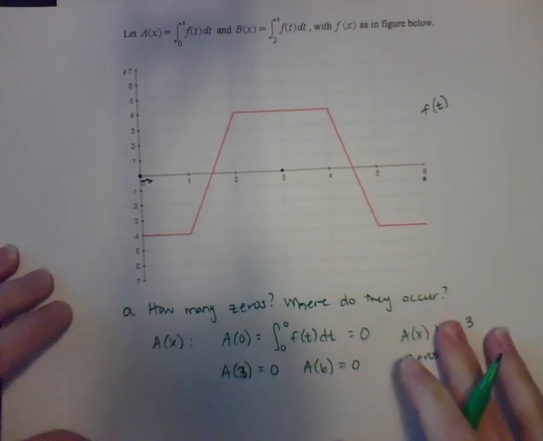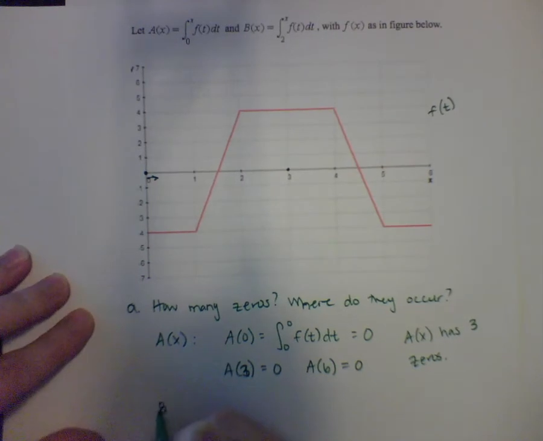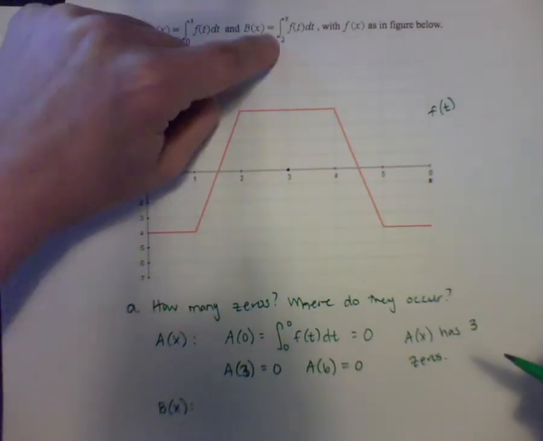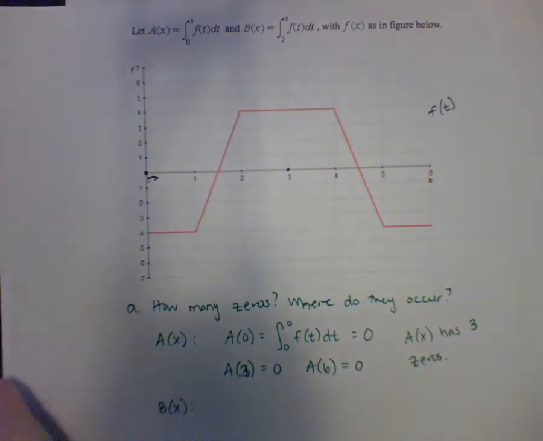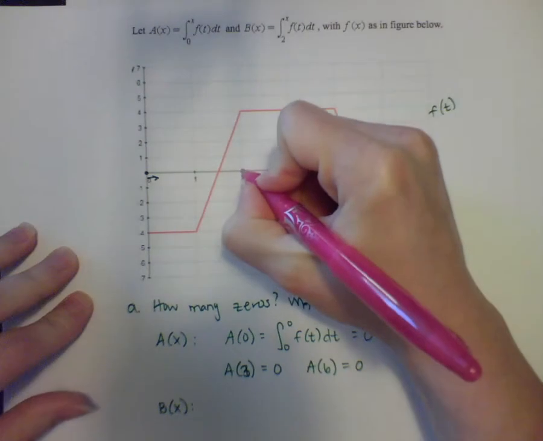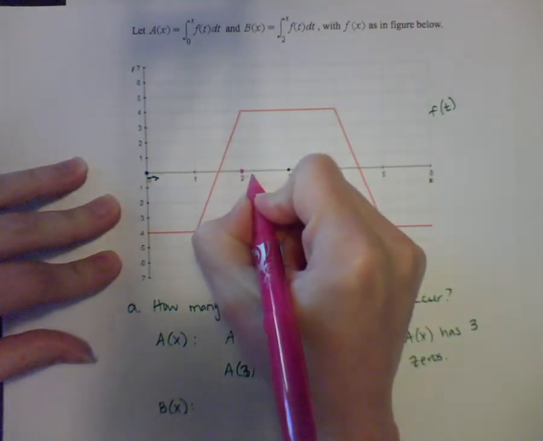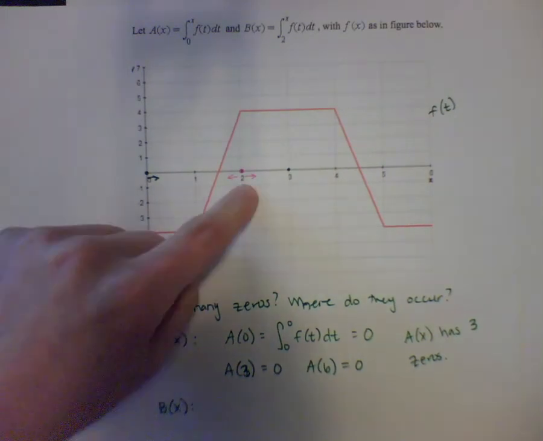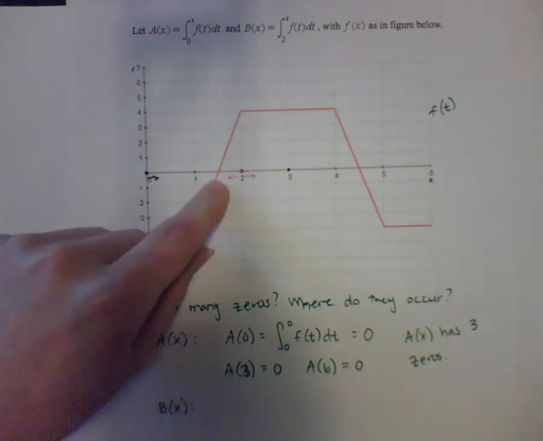Okay, let's think about b of x. So b of x is a little bit different because it starts at 2 instead. So let's think about what that might change. So it's going to start here at 2 instead. Now I can progress forward, but I can also progress backwards if I want to. So let's think about progressing backwards.